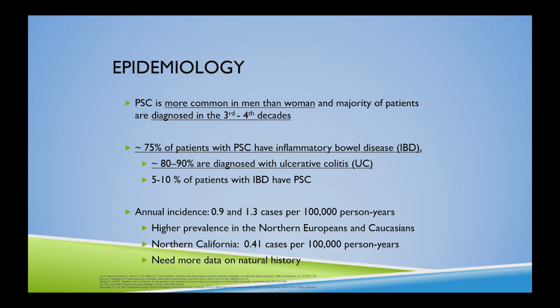So annual incidence ranged between 0.9 to 1.3. A higher prevalence has been reported in patients from Northern European descent. A study that was done here in NorCal by Dr. Bolas and colleagues showed 0.4 per 100,000 person-years. We definitely need more data. We need to include more patients and understand PSC more.